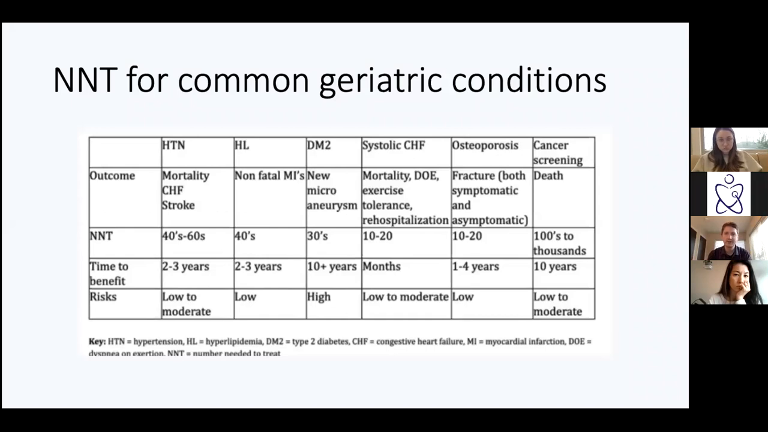The Curbsiders podcast has a really nice episode on multimorbidity. I recommend you give it a listen. I'm not going to go through this, but they actually made a table on some common disease-specific treatments and the number needed to treat. So I do recommend it. I'll leave this in the slides for you.